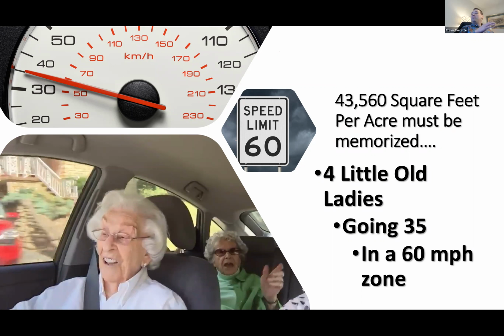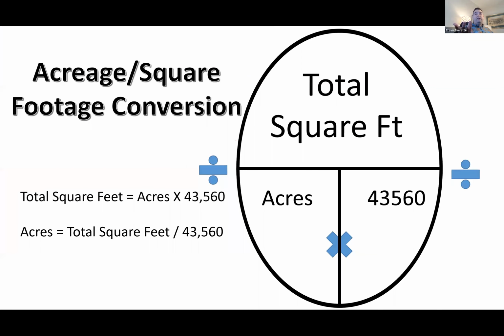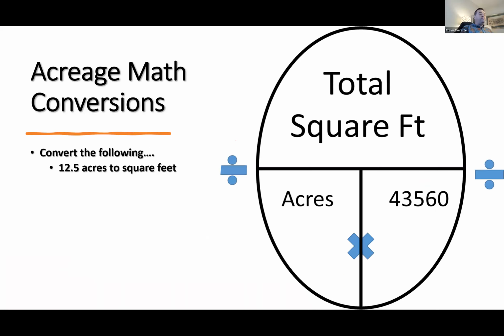Okay. So that is the way to remember the number. The formula takes care of itself after that, so the conversions become relatively simple. Let's look at one. This says convert the following: 12 and a half acres to square feet. So they want to know square footage right here.